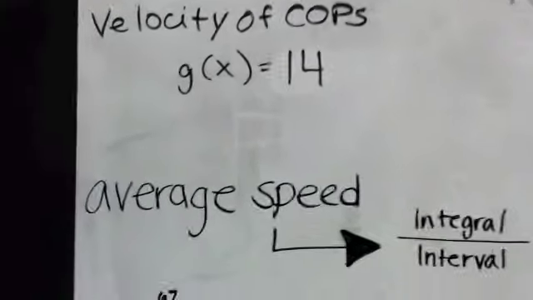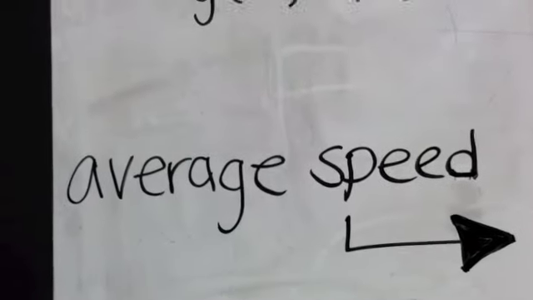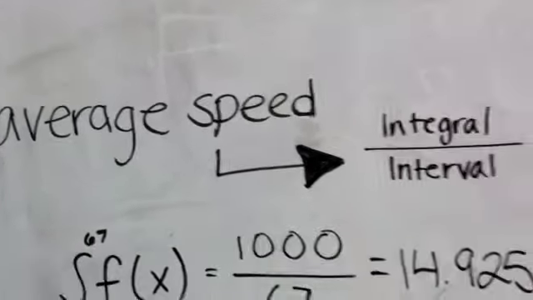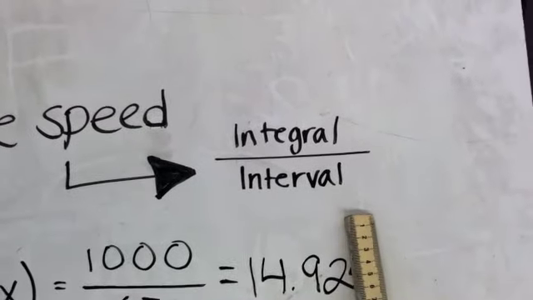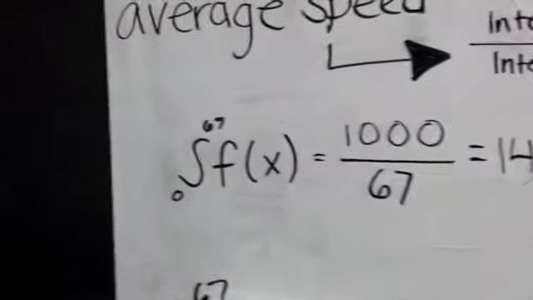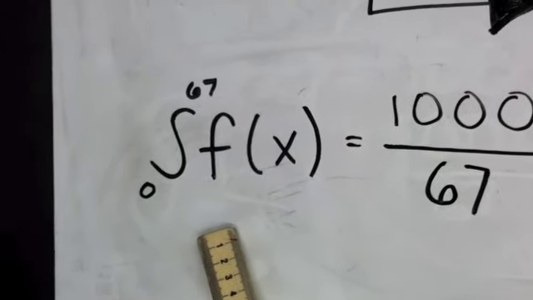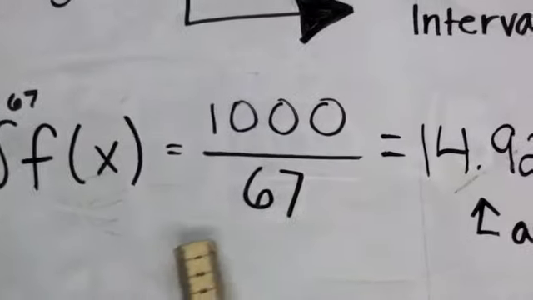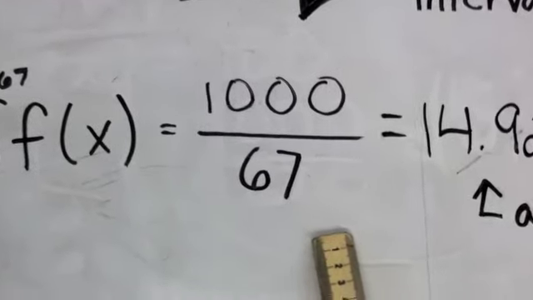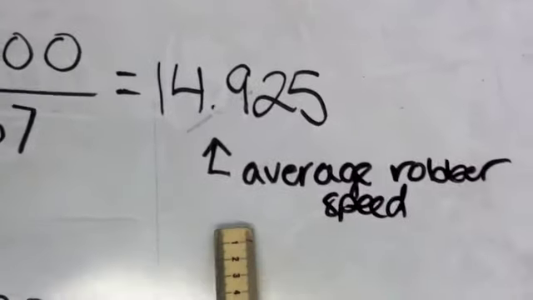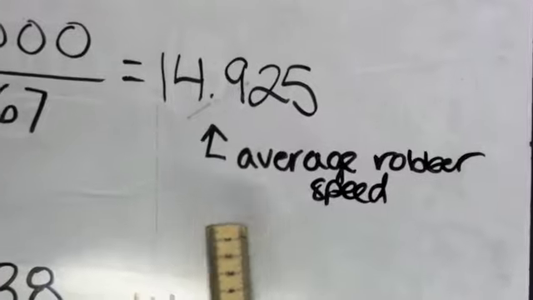To determine whether or not the cops will catch the robber, we need to know what the average speed of both of them is. The integral over the interval will give us the average speed. The integral from 0 to 67, which is the amount of time it takes the robber to get to the pond, of f of x, the robber's velocity, is 1000 over 67, which ends up being 14.925 meters per second.